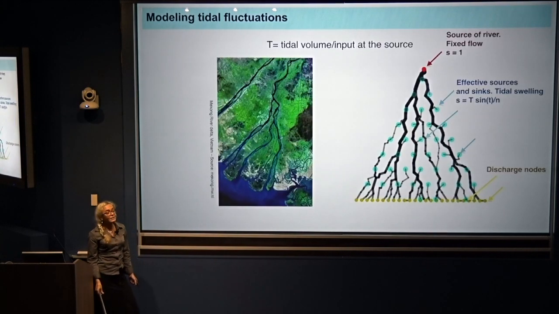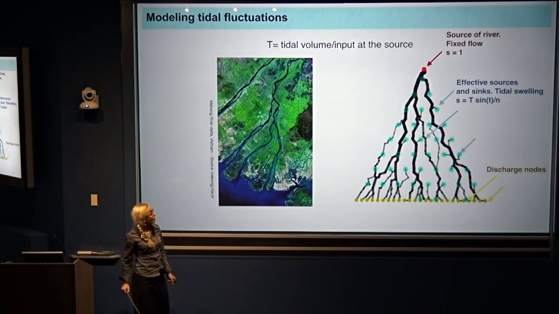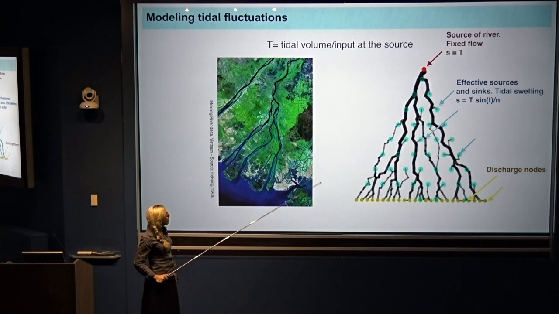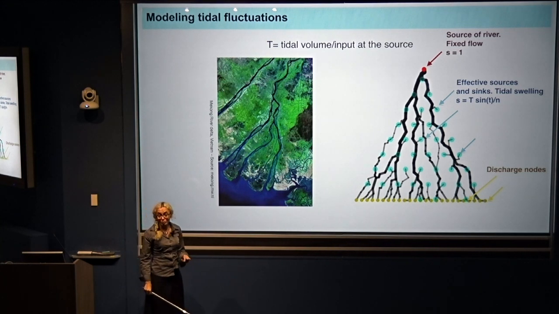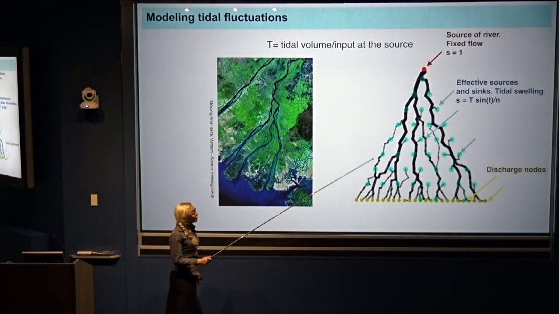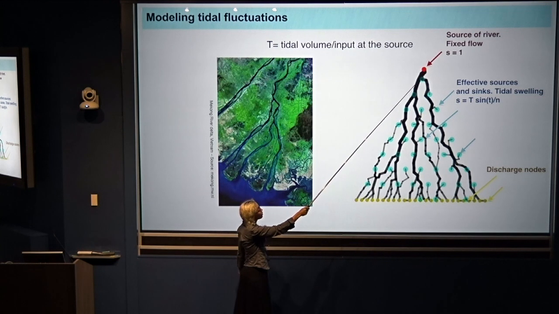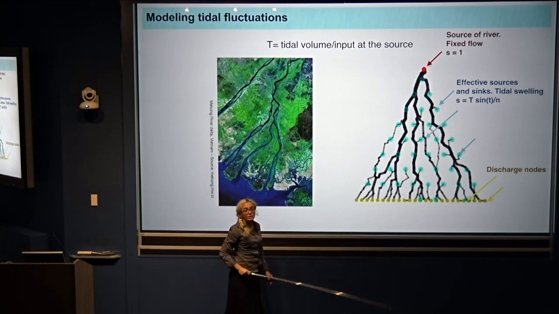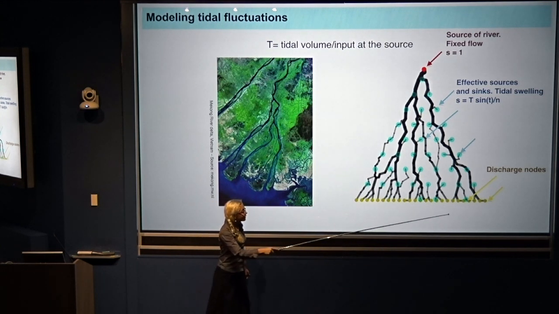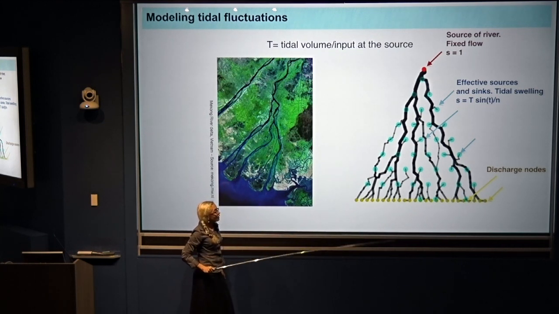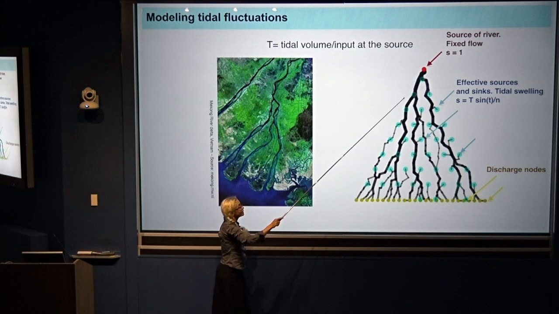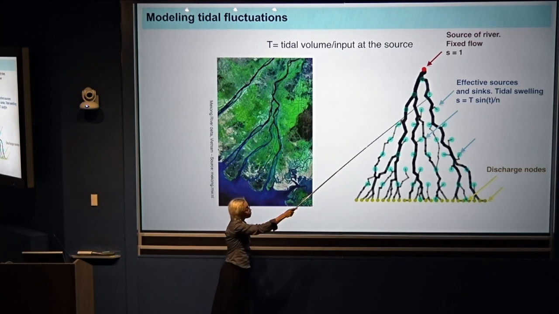Since these deltas are tidal, we might as well go and look for the solution in the tides. And we're going to make a very, very simple model. I don't think you could make a simpler model than this. So here we have the source of the river, and we're going to say it's fixed. It's always the same amount. And right here we have discharge nodes. This is the ocean. And right here we specify a domain, and the network can evolve in the domain.